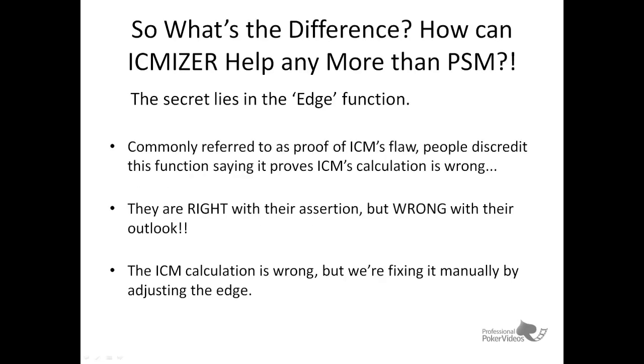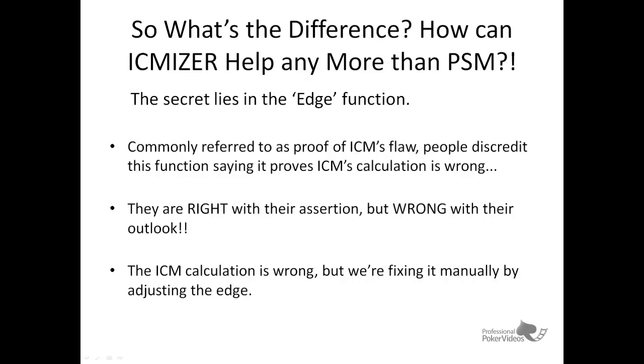Well, the difference is basically that ICMIZER allows you to fix that problem. Okay, the fix is not going to be perfect, it's going to be a bit of guesswork and an estimate, but it is going to be an adjustment. If you use a calculation which you can't adjust manually, and you're just hoping that that pre-programmed simulation is correct, if it's incorrect, well, tough luck, you've got a bad calculation.